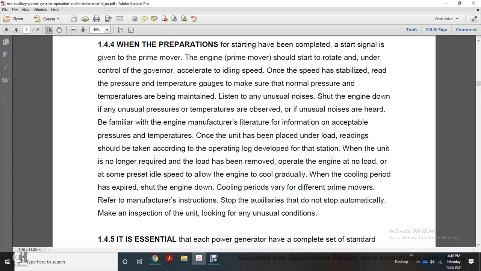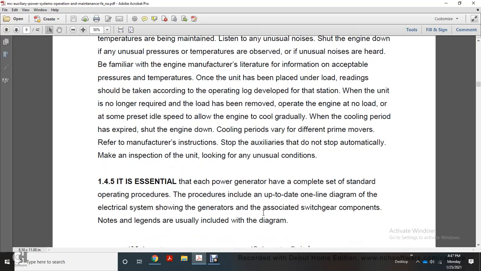Once the unit has been placed under load, readings should be taken according to the operating log developed for the station. When the unit is no longer required and load has been removed, operate the engine at no load or some preset idle speed to allow the engine to cool gradually. When the cooling period has expired, shut down the engine. The cooling period is different for different primary movers. Refer to manufacturer instructions. Stop auxiliaries, which do not stop automatically. Make an inspection of the unit and look for any unusual conditions.